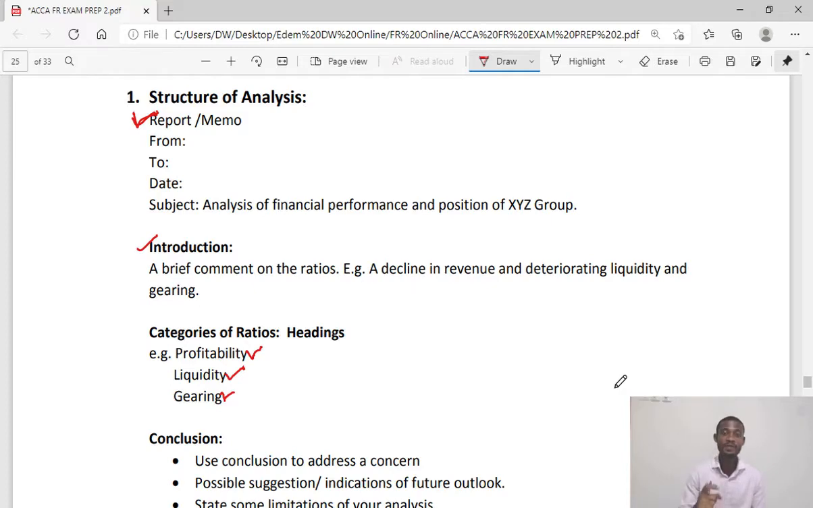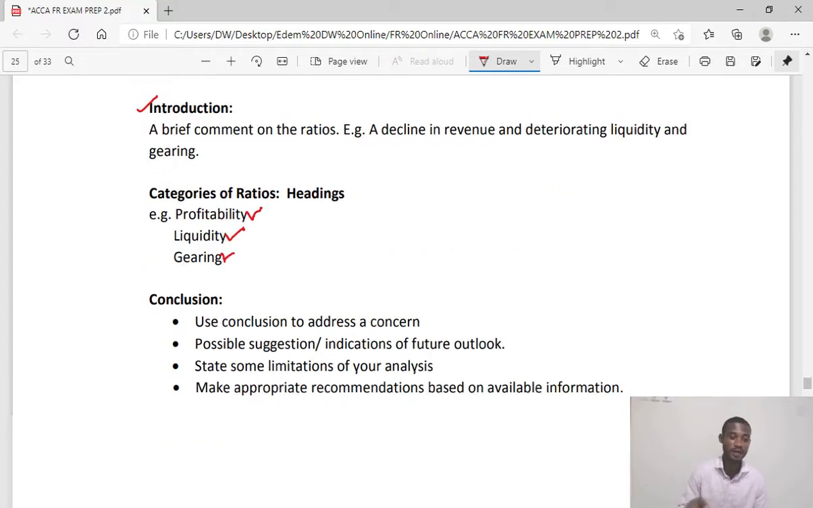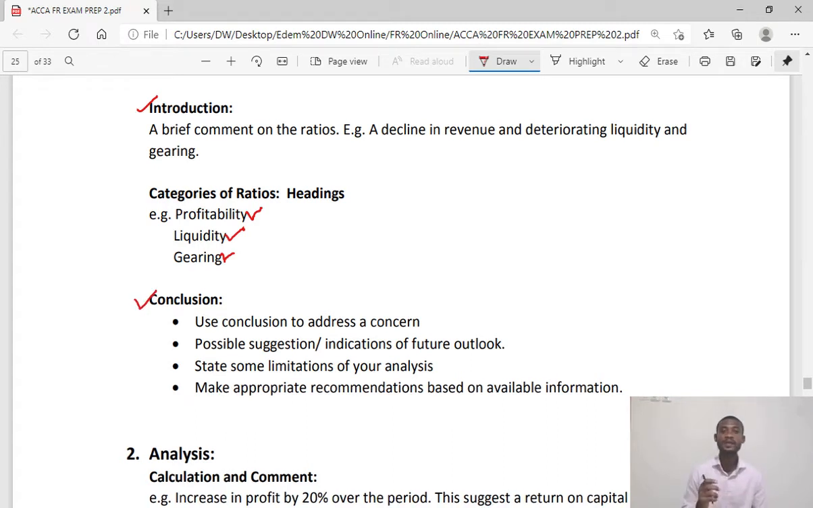Then your last part of the analysis should always come with a conclusion. In your conclusion, you can address some concerns. Maybe some of the directors were concerned with declining profitability or margins. How do you address that? Is it that it's a one-off, or the entity had experienced a general decline in demand for their products or services, and this is not going to happen going forward? So you can use your conclusion to address some of these concerns. Or some of the shareholders are worried about the entity's lack of investment in assets.